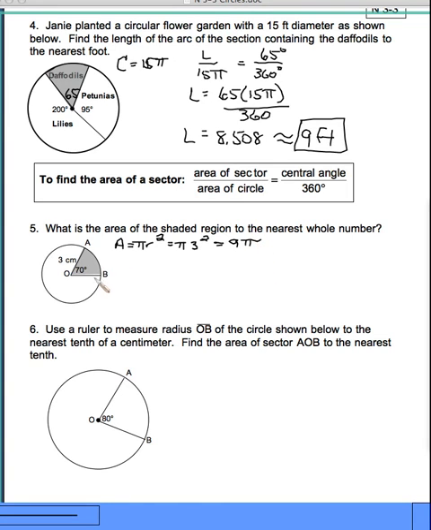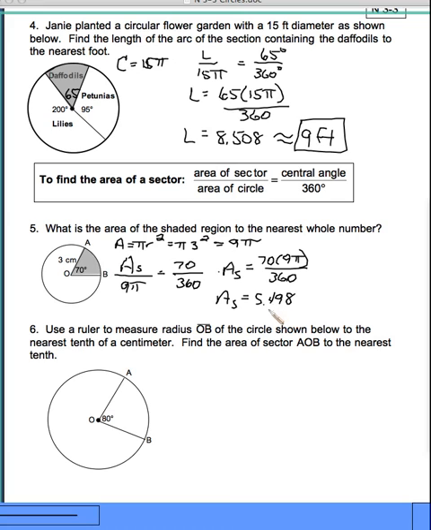Now putting in the formula, the area of the sector over 9 pi, which is the area of the circle, is equal to the central angle, and they give us that, 70 over 360. So to find the area of the sector, it will be 70 times 9 pi divided by 360. We're going to put it in the calculator, and we get 5.498, and so on. We want it to the nearest whole number.